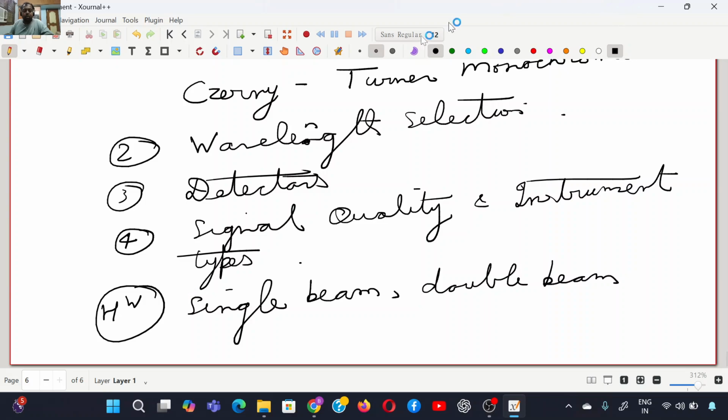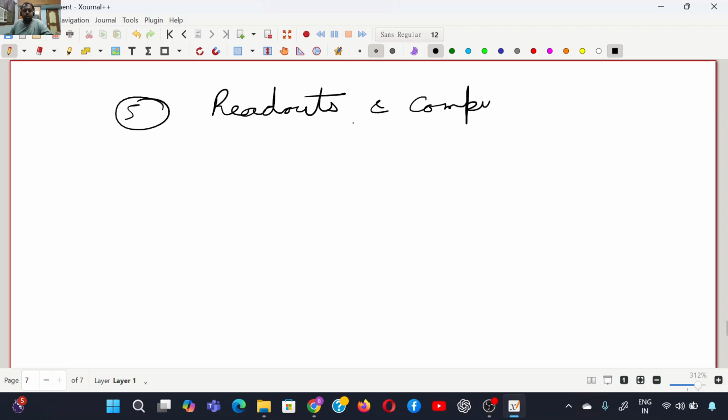Then of course the next part is the optical pathways, readouts and computers. Before that you also have amplifiers to amplify the signal. Readouts basically, the computers display the concentration directly. Calibration curve, statistical analysis, concentration values are all automatically calculated and stored. But the operator's role is important because even with all the automation, the user cannot blindly accept the data. Okay, he must understand the machine and check the results.